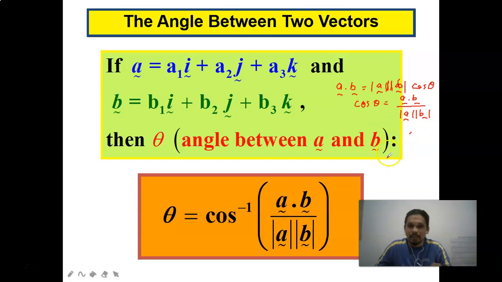So then theta equals, as you see on the screen here now, cos inverse of A dot B divided by the modulus of A and modulus of B here.